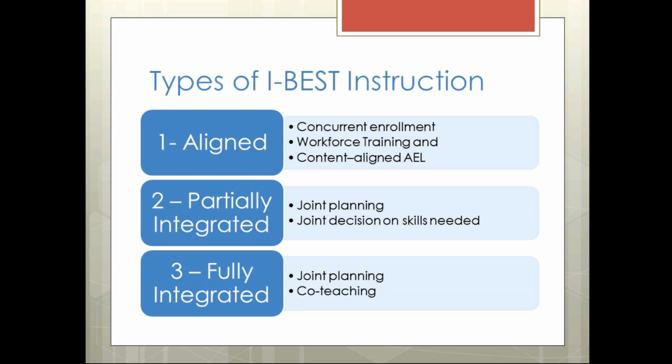And it really is expected that in any of these 3 types of IBEST instruction, the 2 instructors are somehow lesson planning together and somehow working together to make sure that the content is aligned. The partially aligned, again, joint planning. So there's joint lesson planning and joint decision making on the skills that are needed. It requires a high level of cooperation between those 2 instructors, again, especially when the decision making is cooperative.